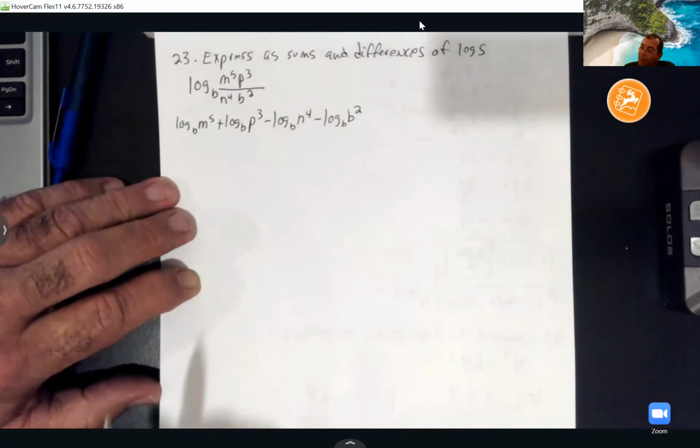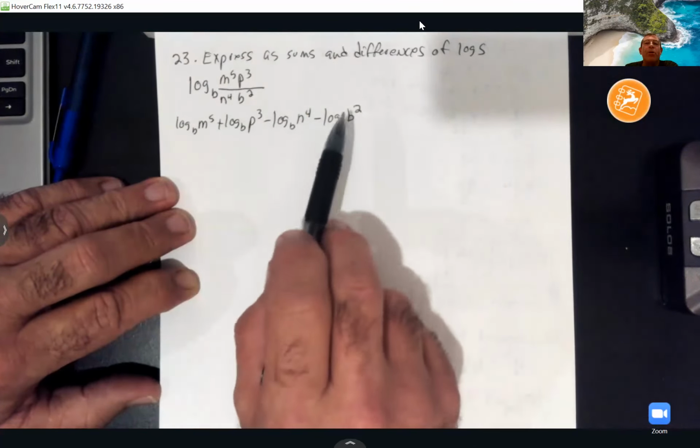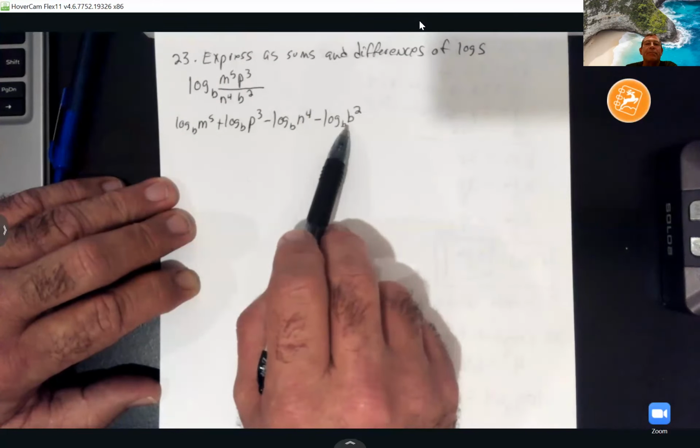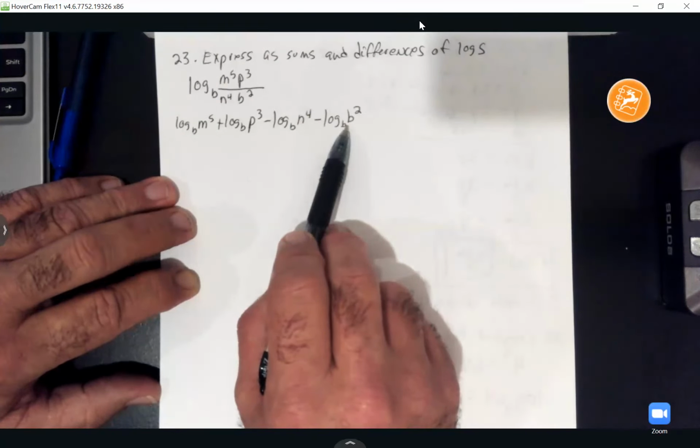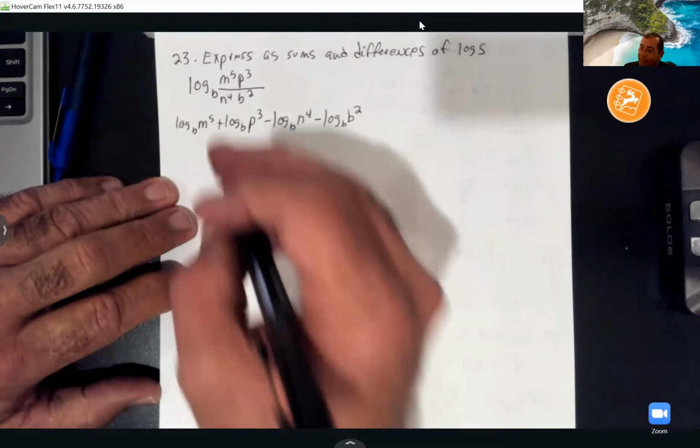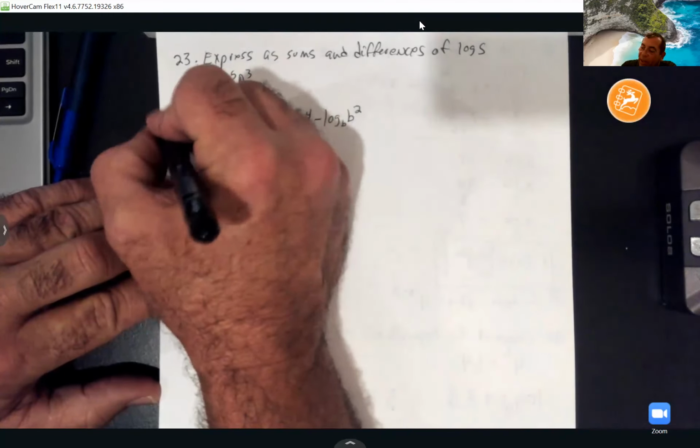So at this point, we're going to bring exponents down. But what are you going to put for this last section? You're going to cross off the b's and then just put the 2. There you go. And on the others, we're just going to bring those down.